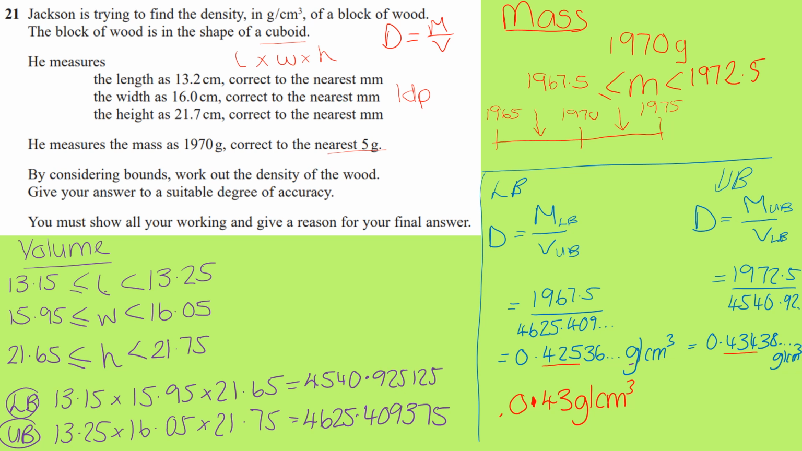And the reason that you would give for this, I haven't got a lot of room to write anymore, but your reasoning behind this would be, so here we've got to give a reason for your final answer. So the density of this block would be 0.43 grams per centimetre cubed, because both the lower bound of the density and the upper bound of the density round to 0.43 grams per centimetre cubed. So in that case, we can be quite confident it's a good degree of accuracy for the density.